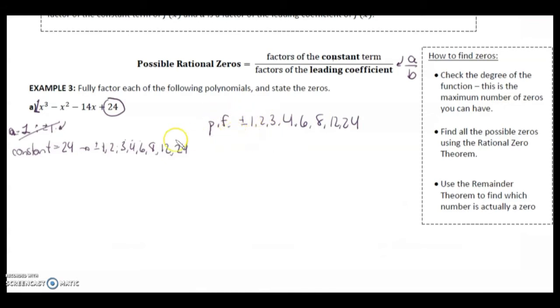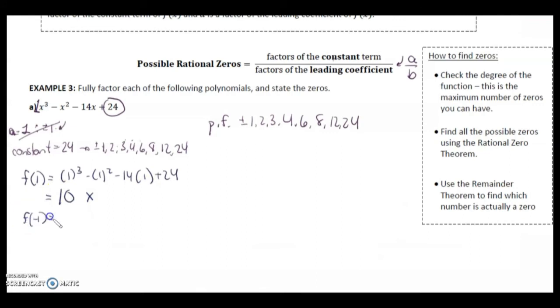Now we want to use the remainder theorem and the factor theorem to determine which of these is a factor of our equation. We have to do a kind of trial and error. So, what is f(1)? We literally have to sub in 1: 1 cubed minus 1 squared minus 14 times 1 plus 24. Does that give us 0? Is that one a factor? No, it gives us 10. So 1 is not a factor.